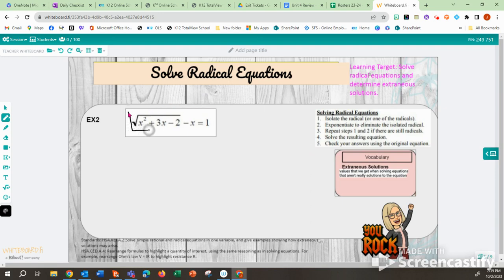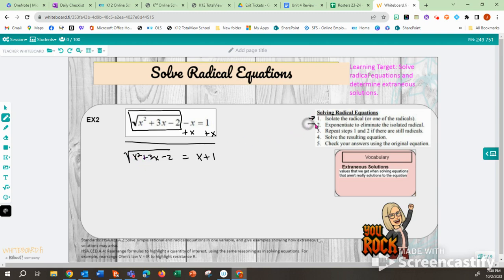I want to isolate it, so I'm going to put a box around it. The first thing that I'm going to do to isolate it is move this subtracting x. So I'm going to add x to both sides. That's going to leave me with the square root of x squared plus 3x minus 2. I could put 1 plus x, but I actually like the x to come first. That's how most of our problems are set up. So we've isolated the radical. That means we've gotten it by itself.